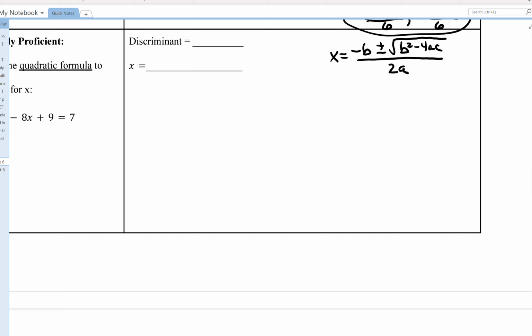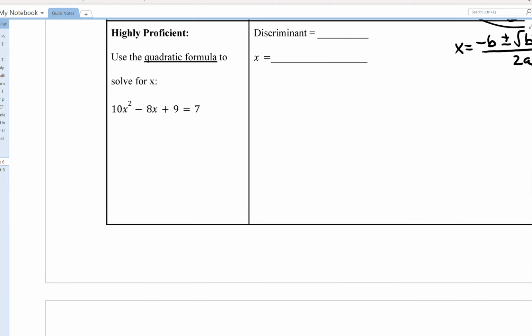And it's a good idea for you to write that down because it helps you to not make mistakes when you're making substitutions, which is a place where a lot of students make mistakes on this topic. So I'm going to go over here and I'm going to write a equals 10, b equals negative 8, and c equals... I almost made a mistake here.